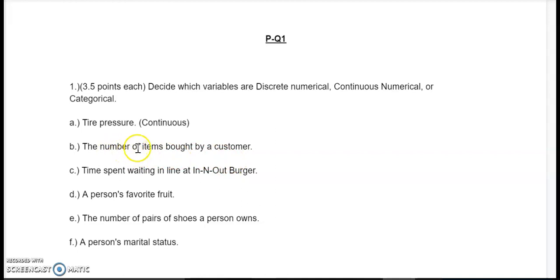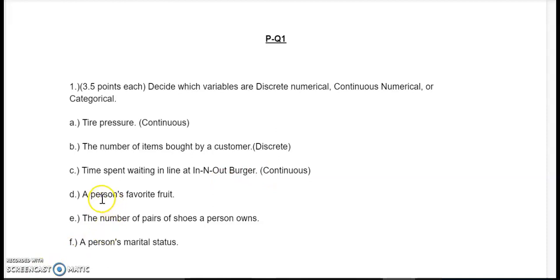Number of items bought by a customer. Well, the number of items you could count. So this one is discrete. Time spent waiting in line at In-N-Out Burger. I guess we've already done these up at the top. But again, whenever it's talking about time, that's an indication that it's going to be continuous. So this one's going to be continuous.